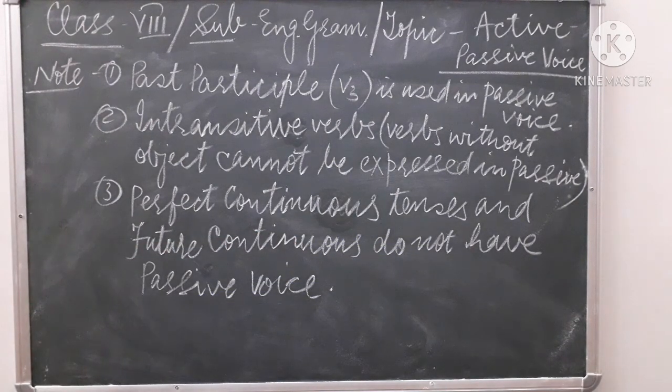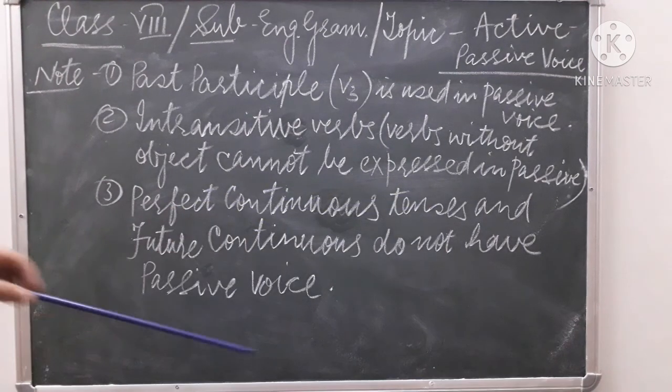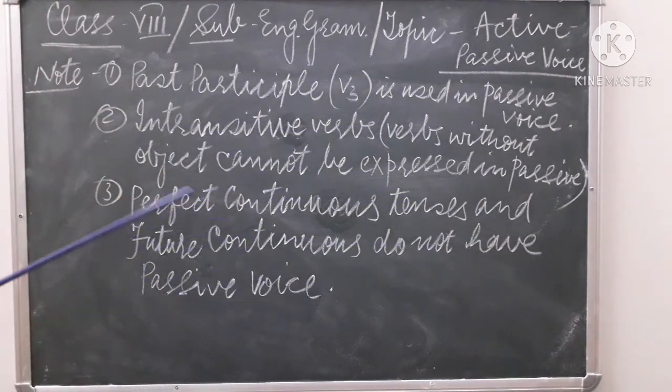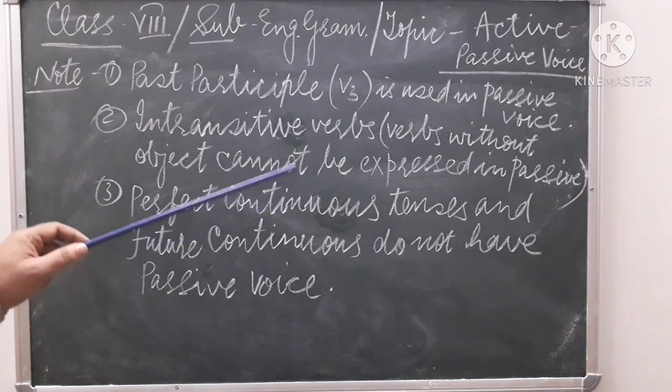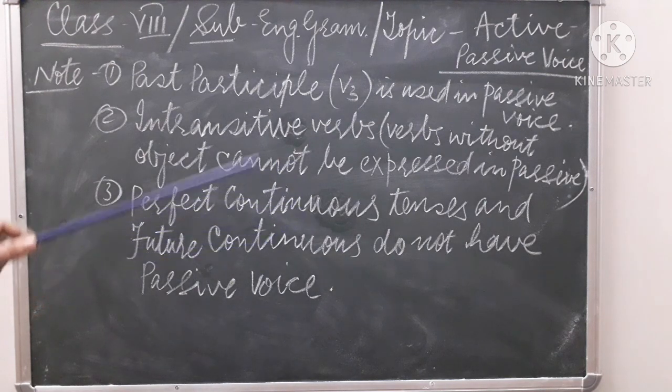So, these are four subparts here of main tenses. They cannot be converted into passive. Again, I am repeating: present perfect continuous, past perfect continuous, future perfect continuous and future continuous. They cannot be converted into passive voice.